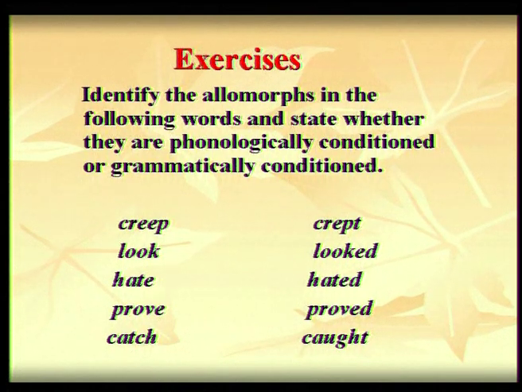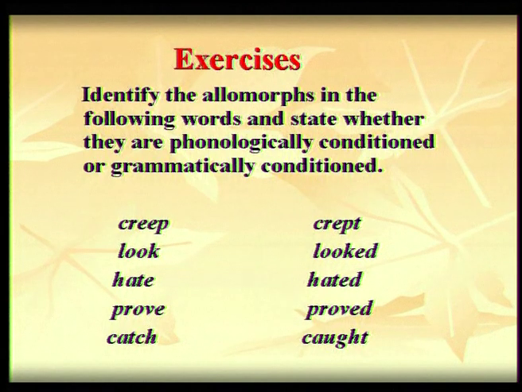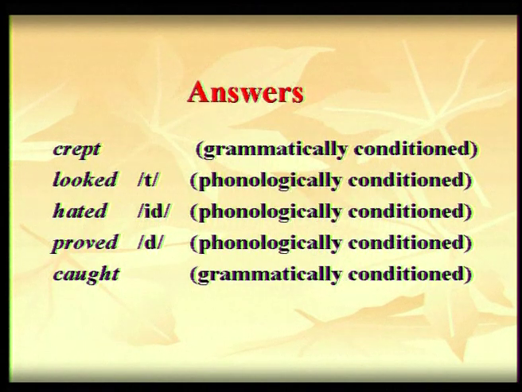Creep, crept. Look, looked. Hate, hated. Catch, caught. Now, let us see if you have got the answers right. Crept is a grammatically conditioned allomorph. Looked has t, which is phonologically conditioned. K in look is a voiceless sound. Therefore, it takes t.